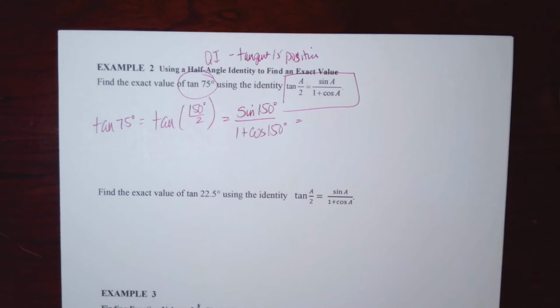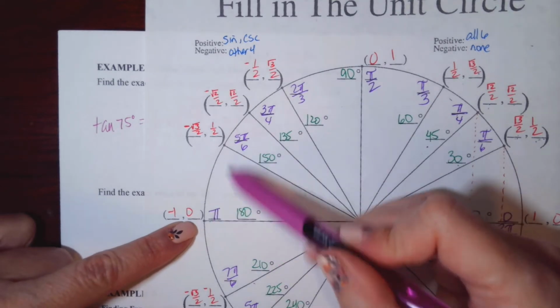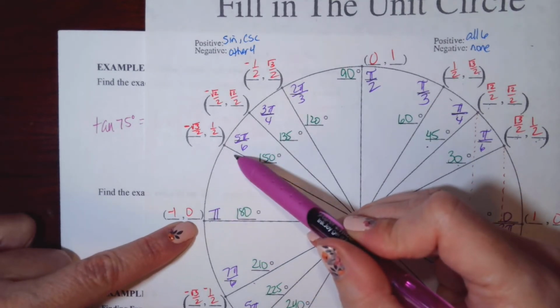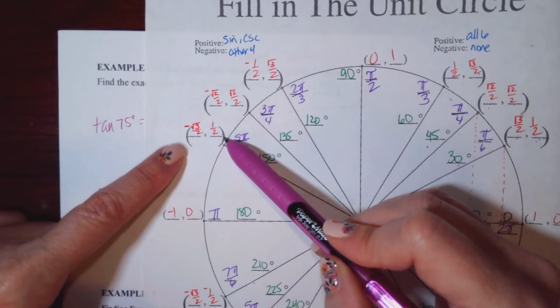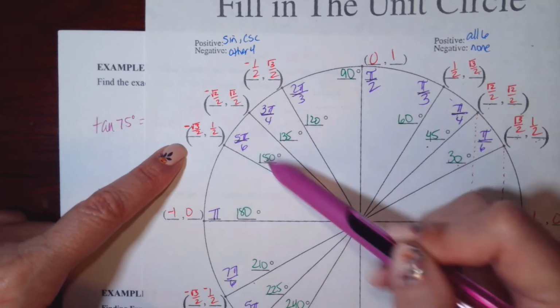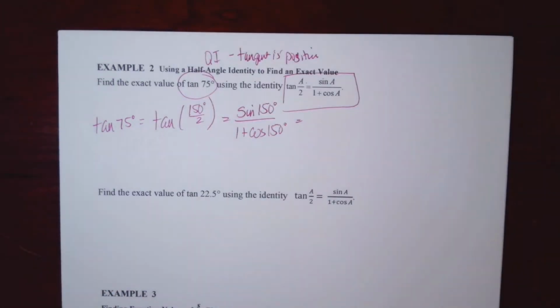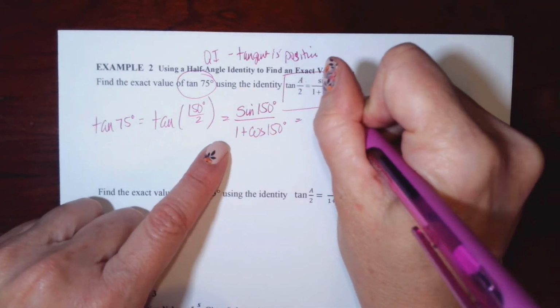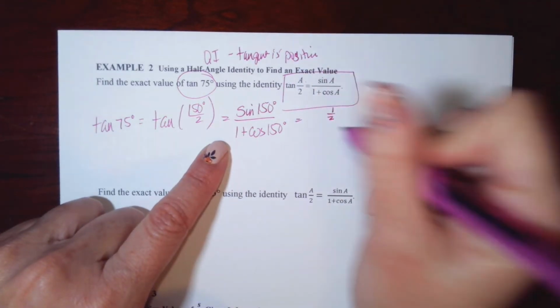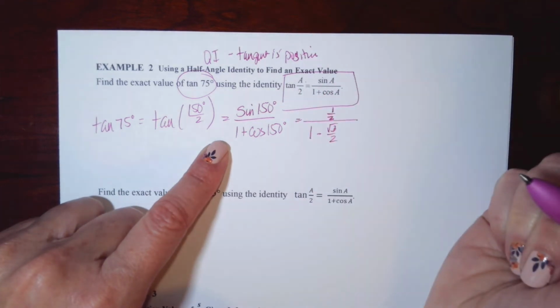Okay, so I refer to my unit circle. 150 is 30 degrees off of my x-axis. That reference angle is my 30-degree angle. Cosine is square root 3 over 2, sine is 1/2, but since I'm in quadrant 2 for 150 degrees, I use a negative square root 3 over 2. So sine is 1/2, that's my numerator. Cosine is a negative square root 3 over 2, that's my denominator.